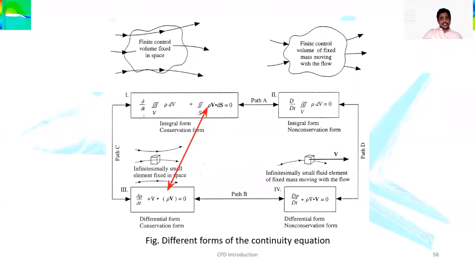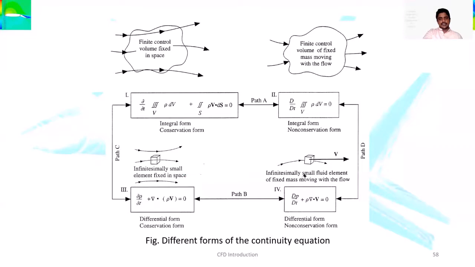So when we are considering the elemental approach here, if you see, the d rho by dt, that is the density variation with respect to time, and the complete equation is written as del dot rho V, where bold V represents the velocity. This is the differential form of the conservative equation, with an infinitesimally small element fixed in space.